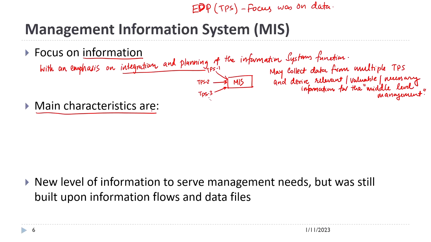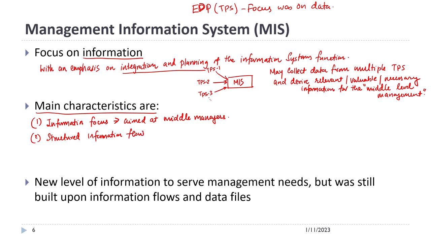So let's look at what the main characteristics of MIS are. Number one, we talked about the information focus. You are not focusing on data, you are focusing on information, and hence it is aimed at middle managers. That's one way you can think about it. The second main aspect of the MIS is structured information flow. In TPS, structured data was flowing. In this case, it is structured information that is flowing.